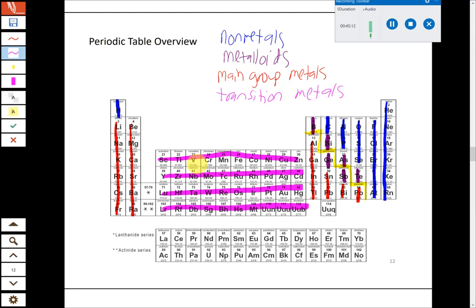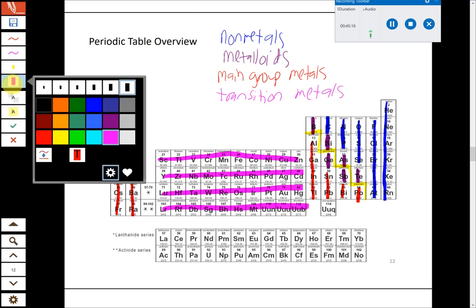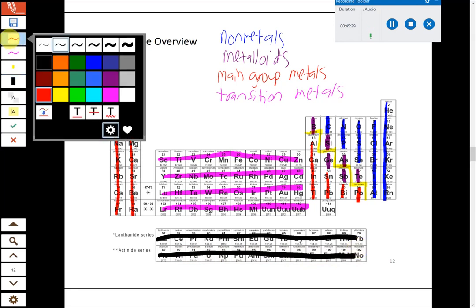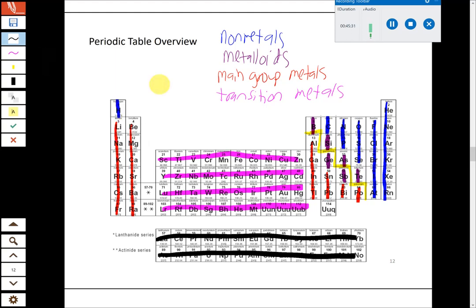And then the last ones, which are those F elements at the bottom that we're not going to do very much with in this course. I'm running out of colors here. These last ones down here, which I'll cross out in black. Those ones down there have a few different names. They're called the inner transition metals.